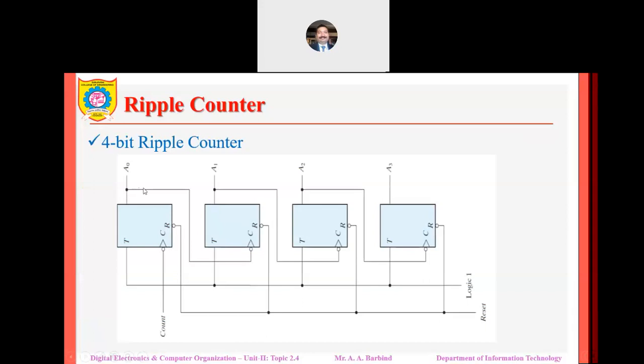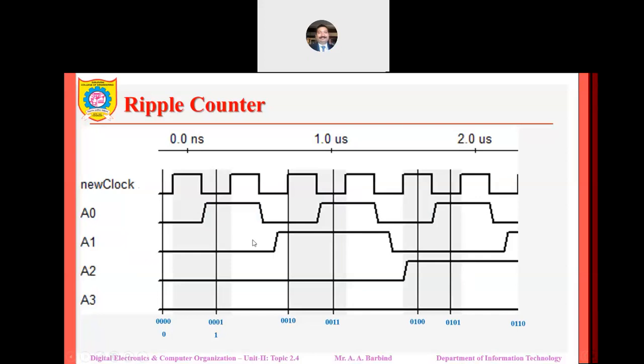As has already been specified, the output of the first flip-flop is given as the clock input to the second flip-flop. So the second flip-flop gets a negative edge. This A0 signal acts as the clock input to the second flip-flop. Here you can see that A0 is falling, going to 0 from 1, so this is the negative edge. This negative edge is received by the second flip-flop, so the second flip-flop toggles.